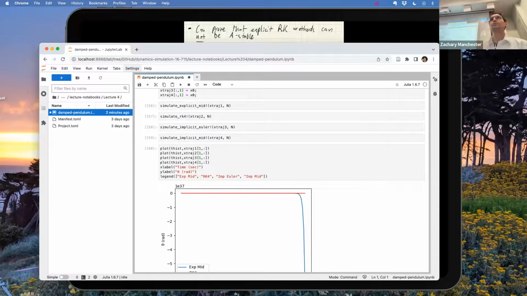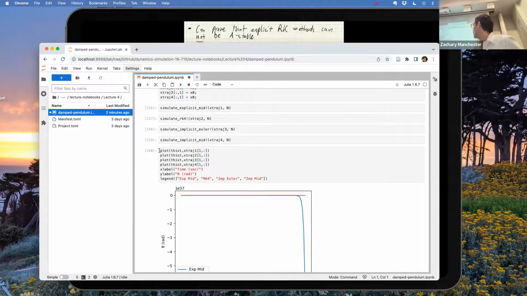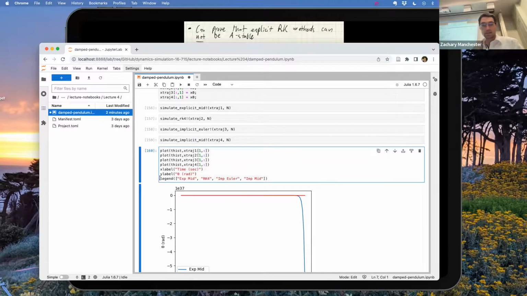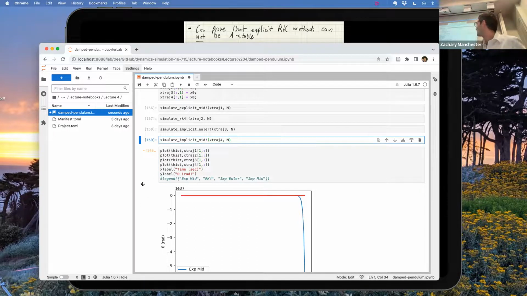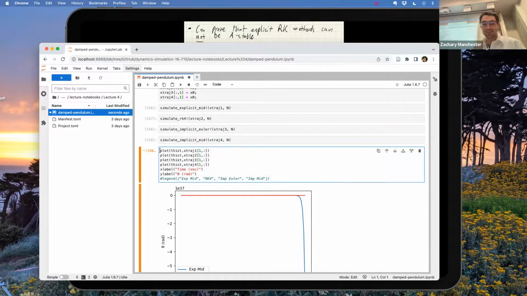So yeah, now things have started to blow up. We can now pick out individual ones and look. Did RK4 survive? Let's find that out. Let's see if RK4 did okay. It may have.